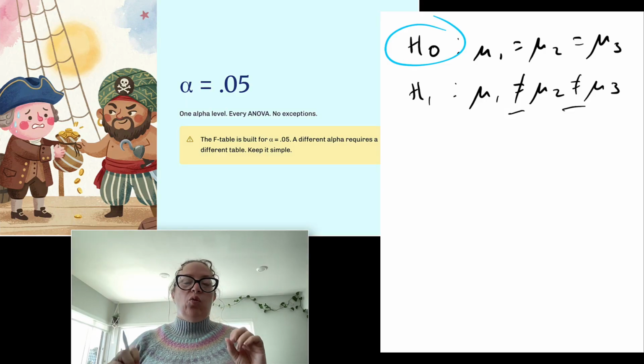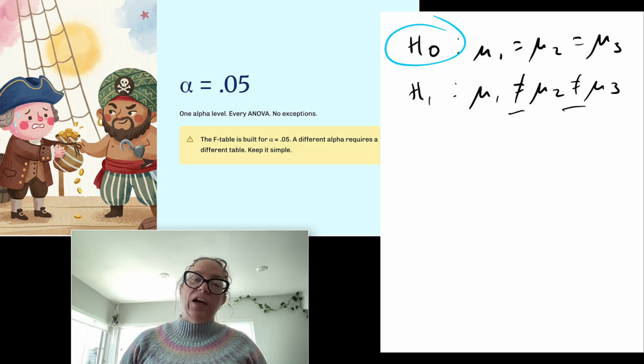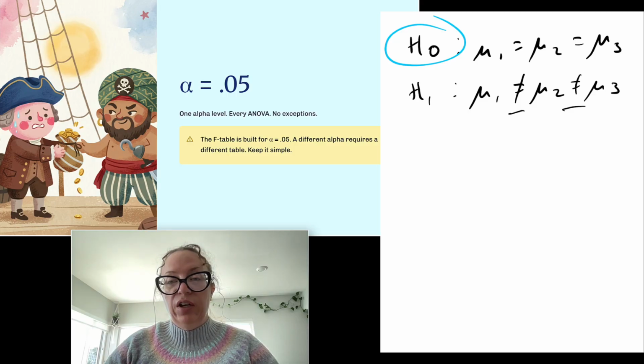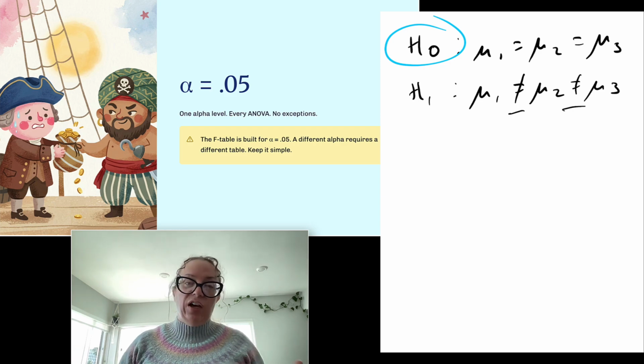Okay. Now, here is a rule, the alpha level rule, okay? There's no exceptions to it. For all ANOVAs in this course, we're going to be testing at alpha 0.05. Only 0.05, not 0.01, not 0.001. Why? Because the F table that we use is built specifically for alpha 0.05. So using a different alpha level requires a different table, which you can do, but we're going to keep it simple at alpha 0.05 every time, no exceptions, okay?